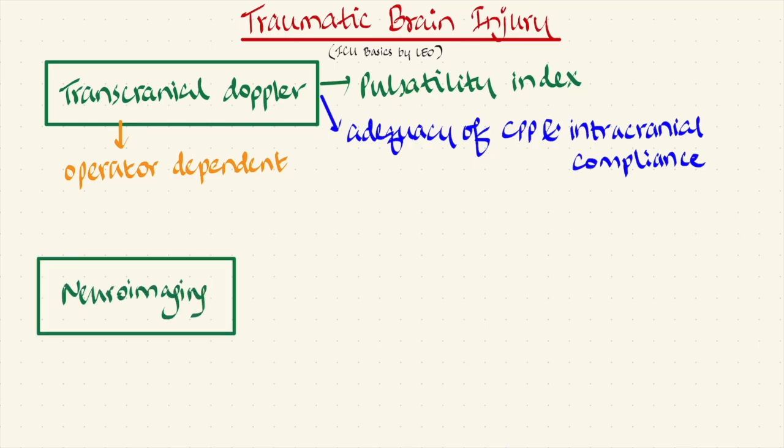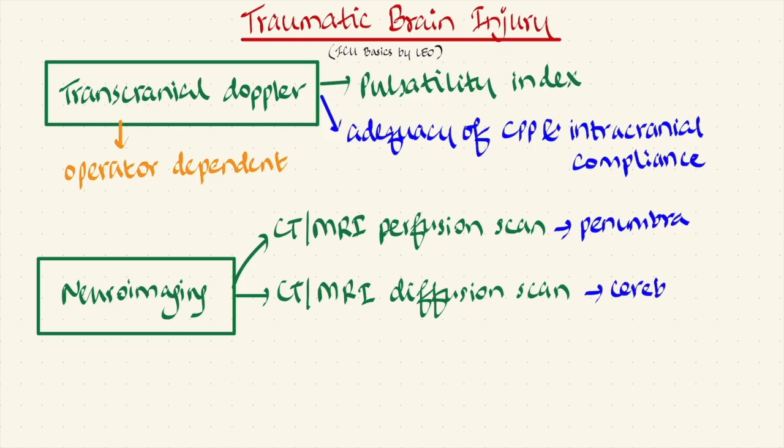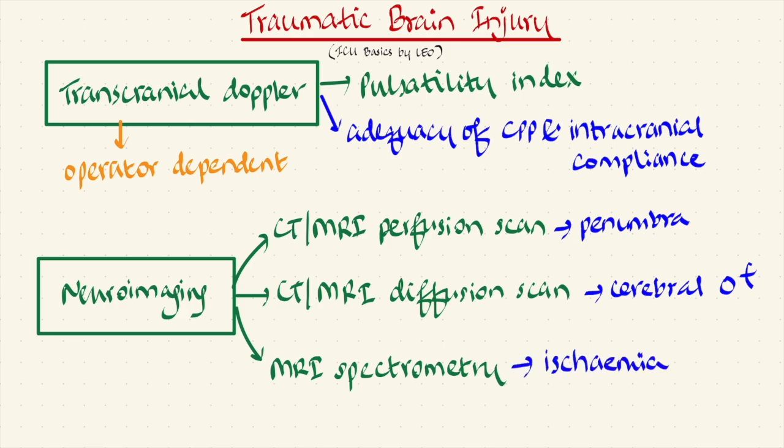Neuroimaging is getting popular for the diagnosis of specific pathophysiological conditions and their monitoring. CT and MRI perfusion scan can produce mapping of regional cerebral blood flow and volume, so it can identify the area of brain penumbra. CT and MRI diffusion scan can detect the area of cerebral edema. MRI spectrometry can suggest areas of cerebral ischemia by mapping of cerebral metabolites.